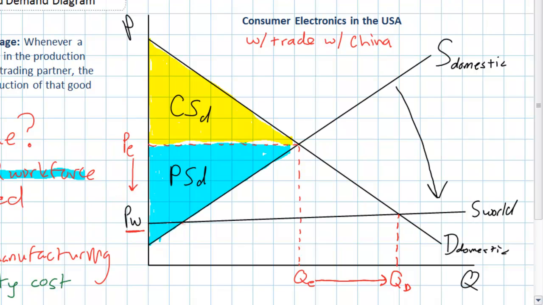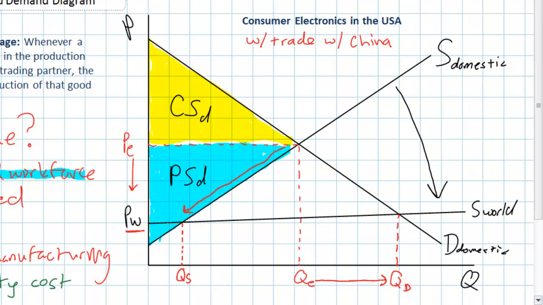If we go over to the domestic supply curve from PW, we can see that domestic electronics manufacturers in the United States will be willing and able to supply a much smaller quantity of electronics now that the price has fallen to PW. Competition has driven the price down. Competition from Chinese manufacturers with their much lower opportunity cost of manufacturing electronics has driven the price down, and as a result, we have seen a movement along the domestic supply curve from a quantity of QE to a quantity of QS.